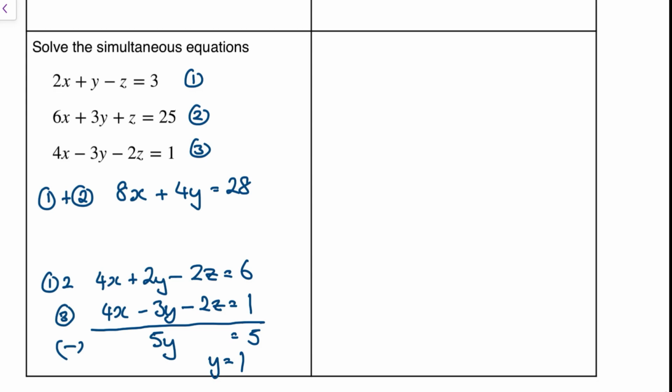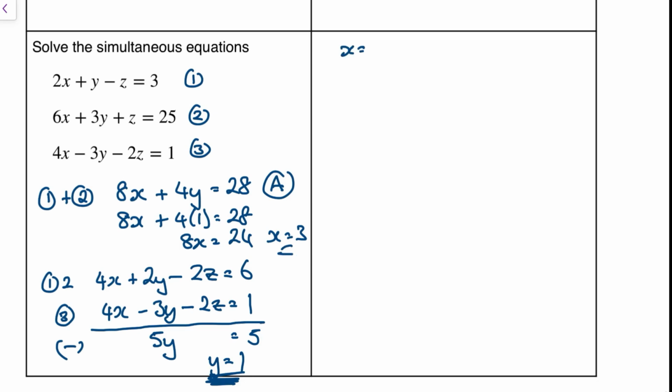which means, didn't actually know this was going to happen, but that's fine, which means I can take this y equals 1 and put it back into equation A up here. So now I know that 8 times x plus 4 times 1 is equal to 28. So in other words, 8x is equal to 24, which means x is equal to 3. So let's recap what I've got. So I've got x is equal to 3, and I've got y is equal to 1.